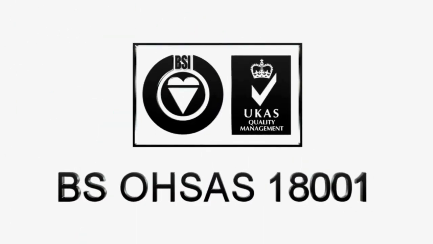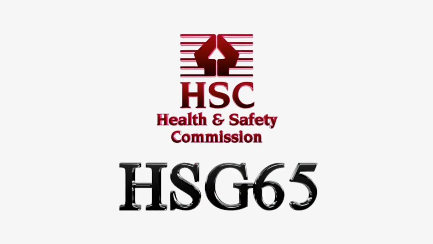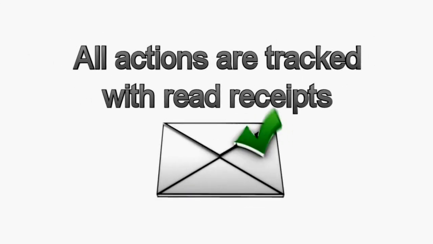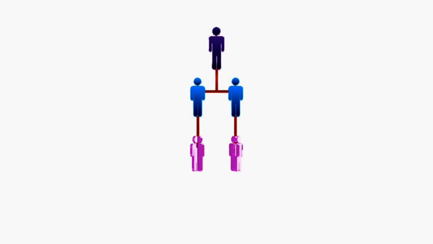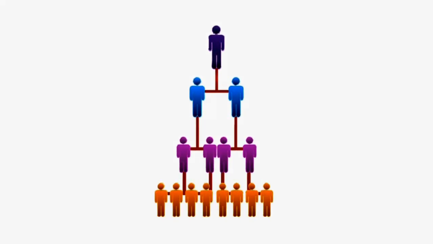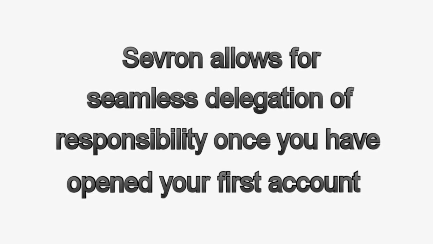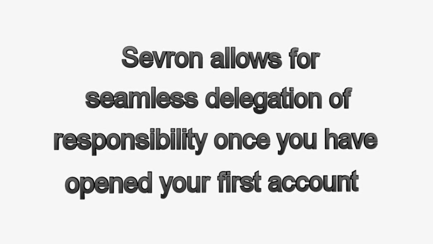Action Management assists with the requirements of BS OHSAS 18001, HSG65 and CHAS. For monitoring purposes, all actions are tracked with read receipts. Sevron's risk assessment form is part of a risk assessment management system which effortlessly incorporates into any size and structure of business. Sevron allows for seamless delegation of responsibility once you've opened your first account.